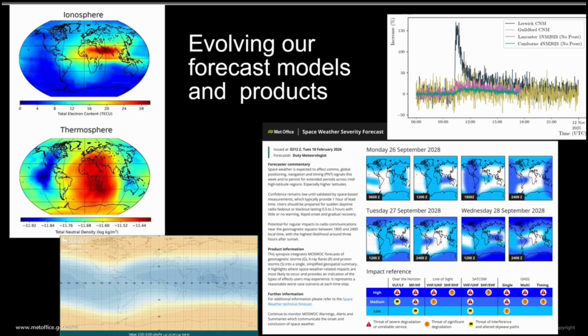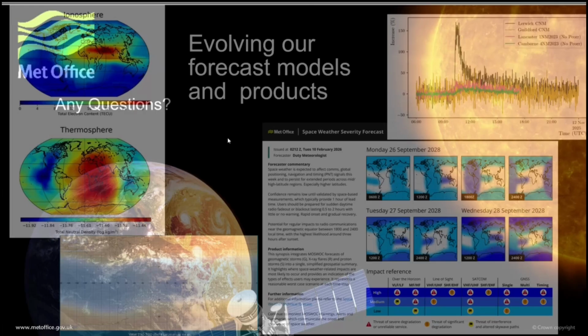So as we're bringing all these new models, all this new capability into the Met Office, into MOSWOC, we're trying to work out ways that we can best visualise this for different sectors, different customers. And we have a space weather severity forecast prototype, which I've also included there. This is the way that we're trying to move and evolve our forecast, developing new models and products with a focus on impact-based forecasts. So this shows where we can expect the types of effects that would be impacting different users during a severe space weather event. So yeah, that was just a bit of a whistle-stop tour of space weather.